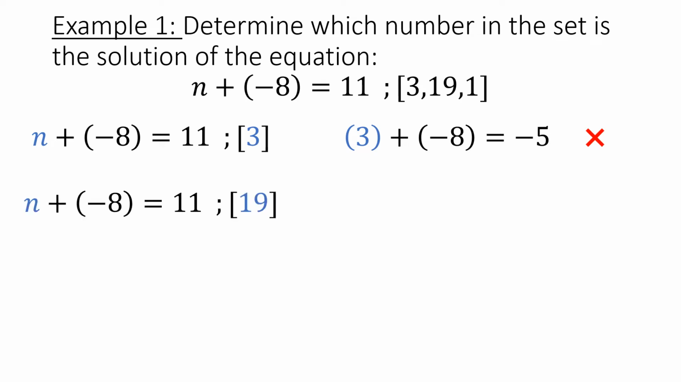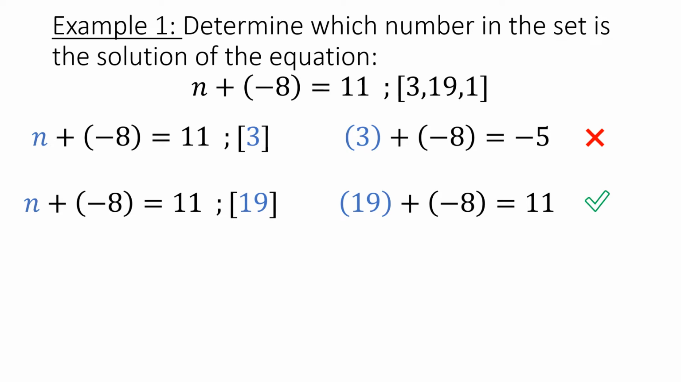Next, I'm going to do 19, so I'm going to substitute in 19. I'm going to put parentheses around the 19 in place of n. 19 plus -8. That does equal 11. So technically I'm done. That's my answer.